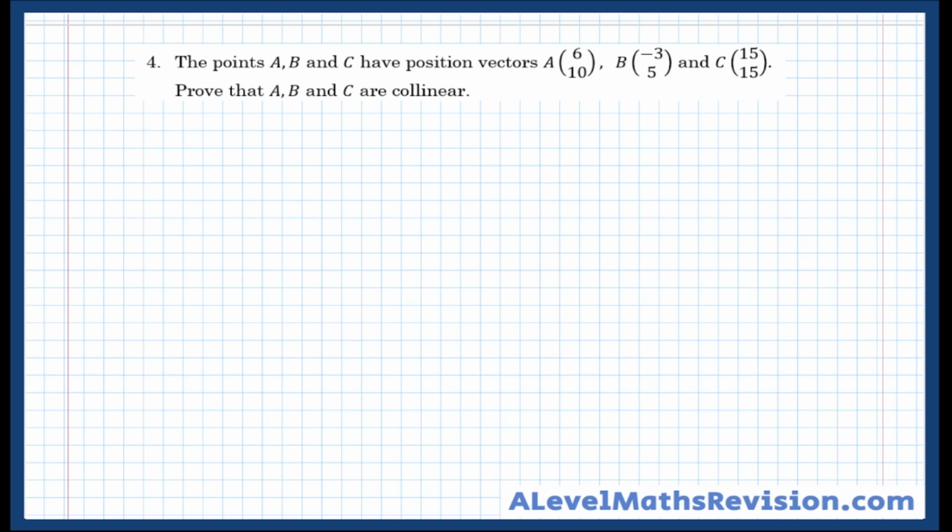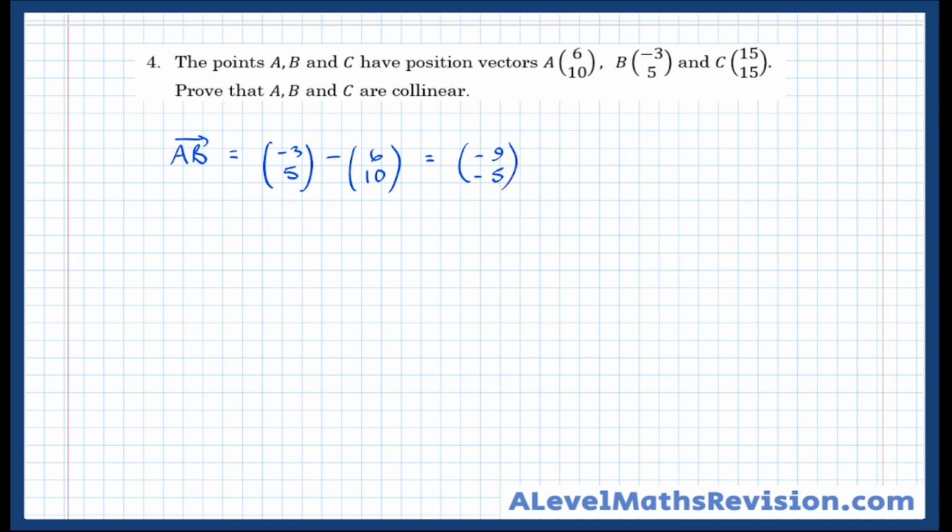So the points A, B and C have position vectors 6, 10, -3, 5 and 15, 15. Prove that they're collinear, i.e. that they lie on a straight line. Well, first of all, let's see what we have to do to get from A to B. Well, that's B minus A. So -3, 5 minus 6, 10 equals -9. 5 minus 10 is -5.